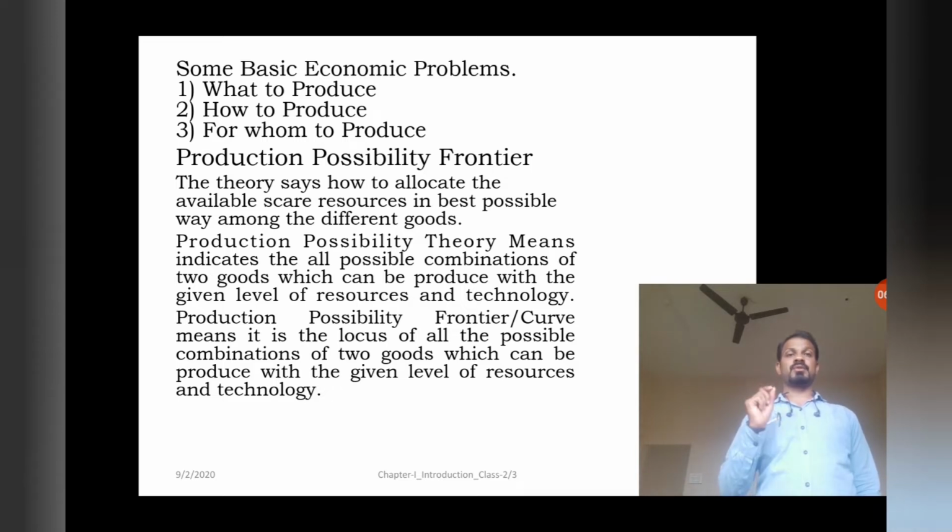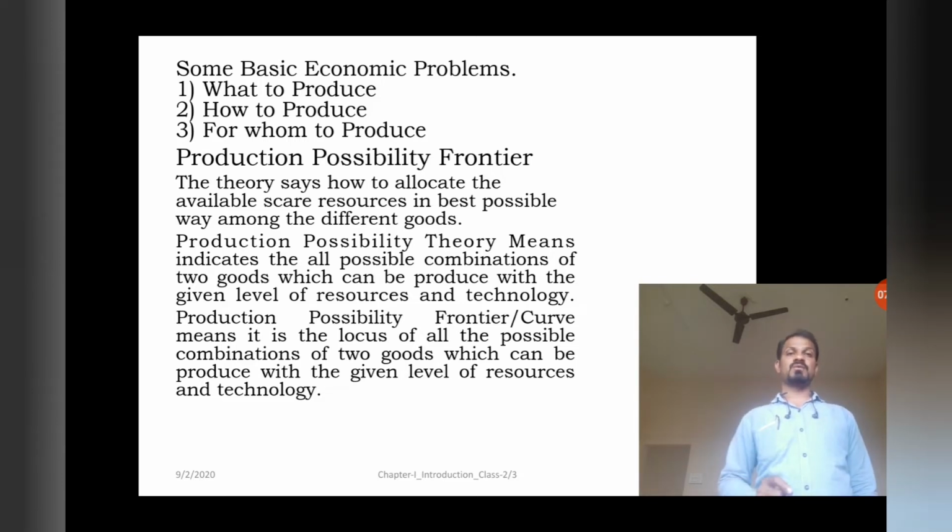So production possibility theory means, okay, for 2 marks this question comes: what do you mean by production possibility frontier or theory? At that time you have to write, it indicates all the possible combinations of 2 goods which can be produced with the given level of resources and technology. So that is what production possibility theory is.